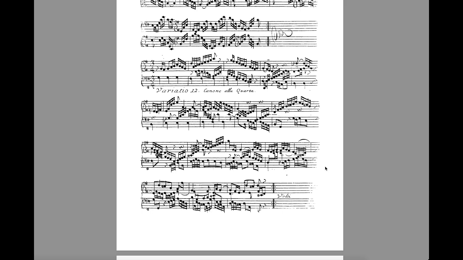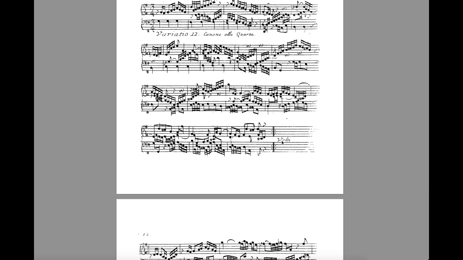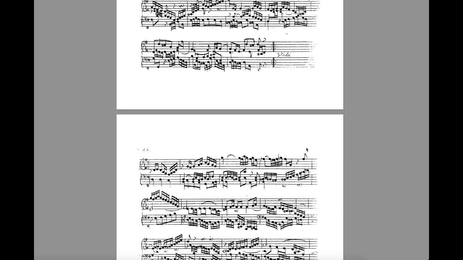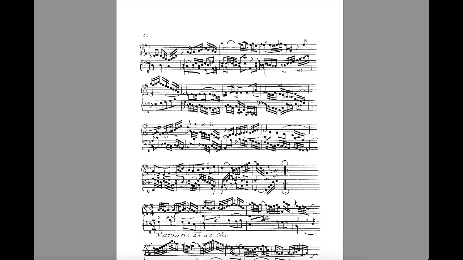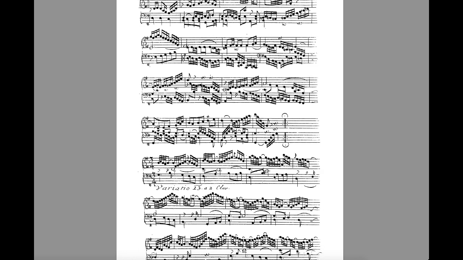Now we go on to variation 12, canon at the fourth. Volti simply means to turn the page. It's not over yet, so we need to turn the page to continue variation 12. And no squiggly line here, but we have a nice clear fermata here at the end of variation 12.